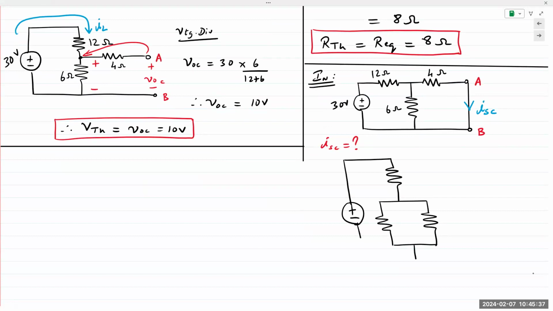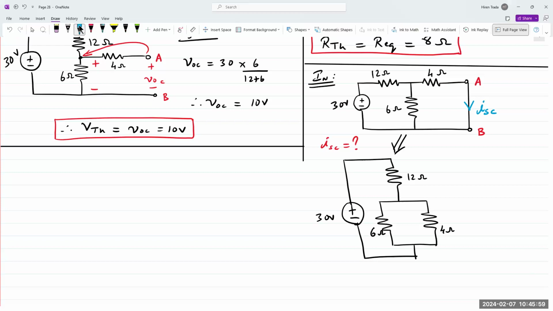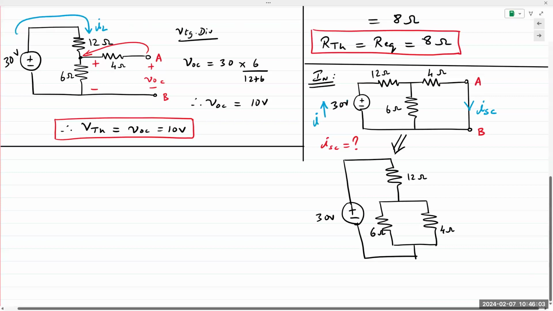And I can redraw the circuit in this manner. 6, 4, and this is 12. This time I'm going to label this current as, I don't know, IZ.